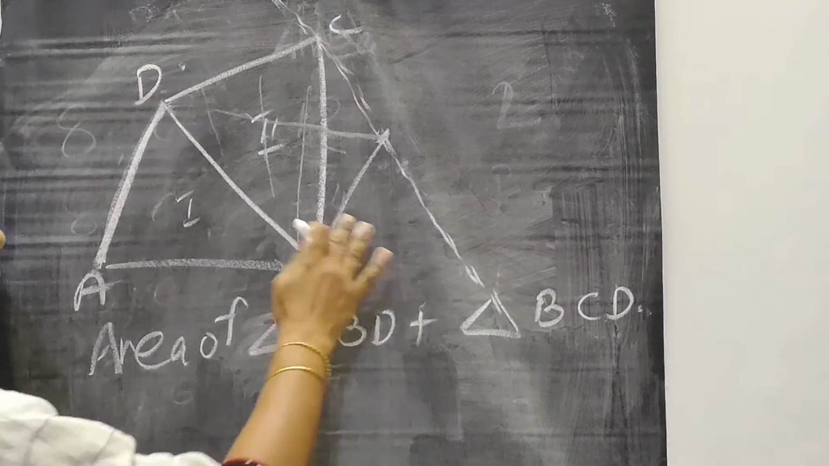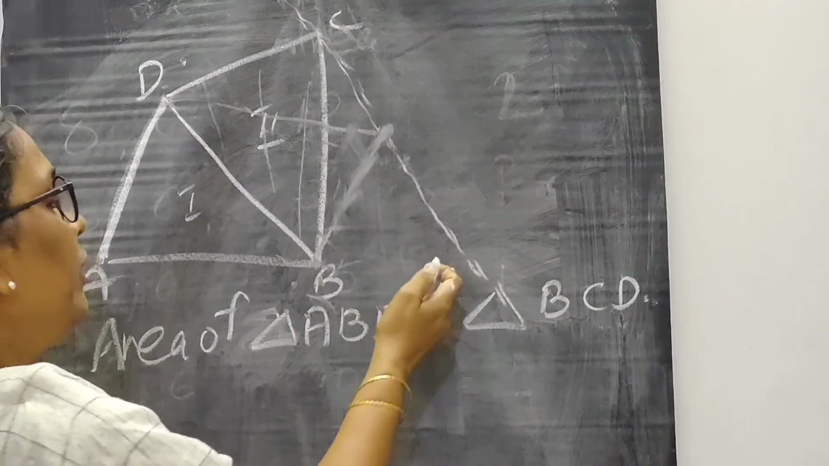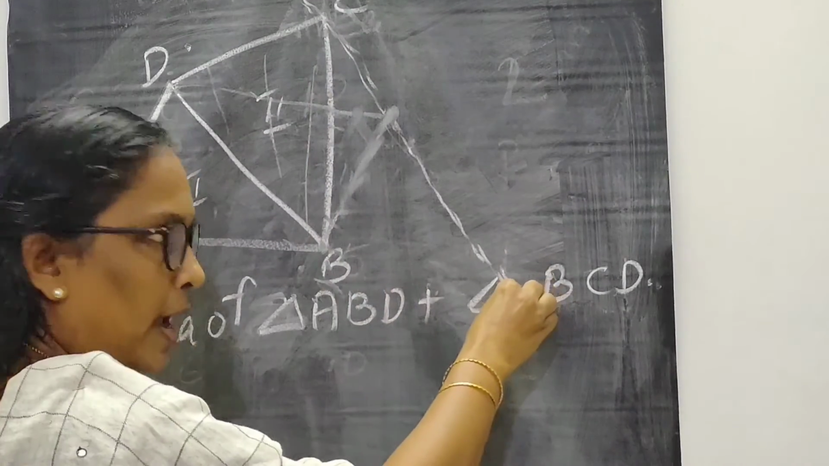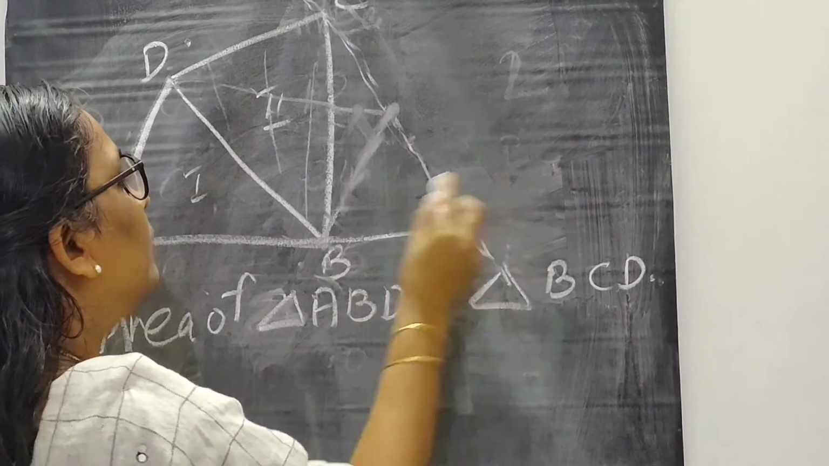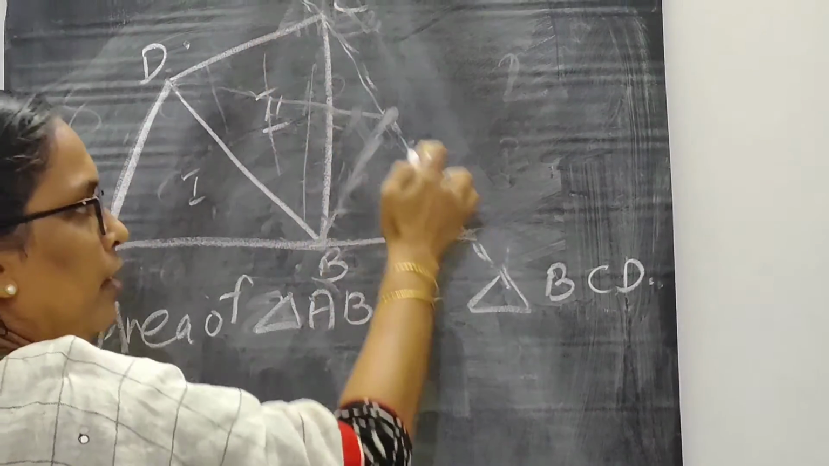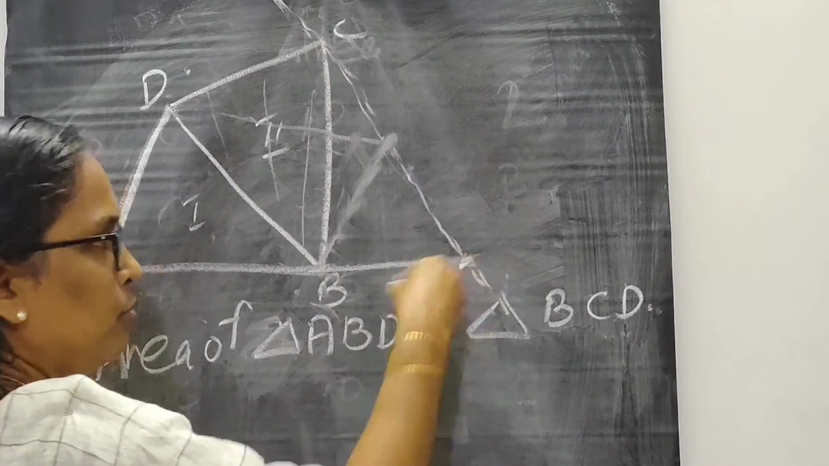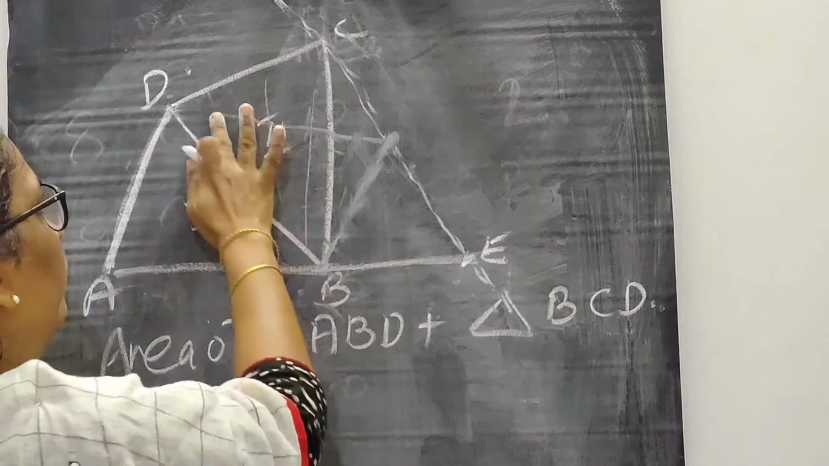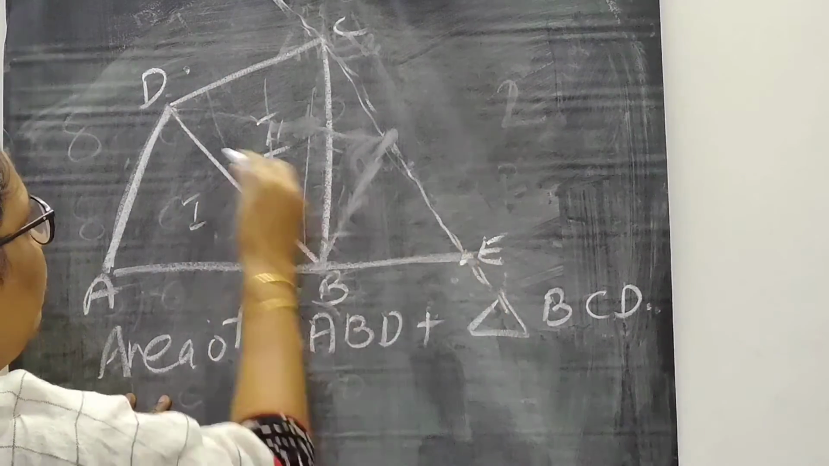But we are not taking this point. We are considering the intersecting point of the parallel line and the line BC extended. We can extend the line like this, and find the intersecting point of this line and the parallel line. This point we take as E, the vertex E. Now join the third vertex E with D.